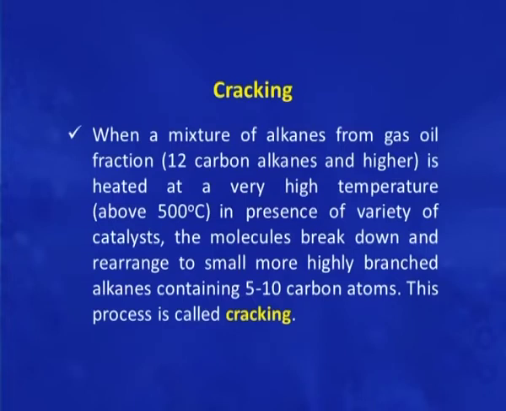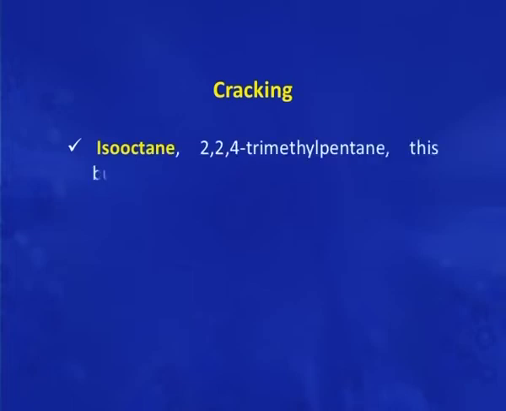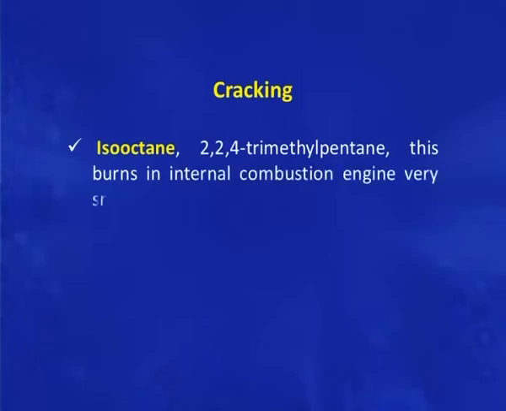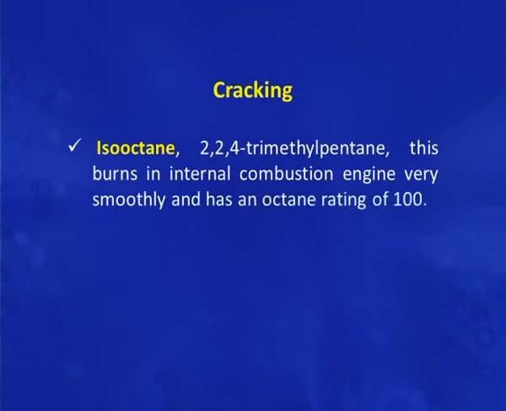This process is called cracking. You must have heard this name. Isooctane is 2,2,4-trimethyl pentane. This burns in internal combustion engine very smoothly and has octane rating of 100. This isooctane is prepared by cracking.